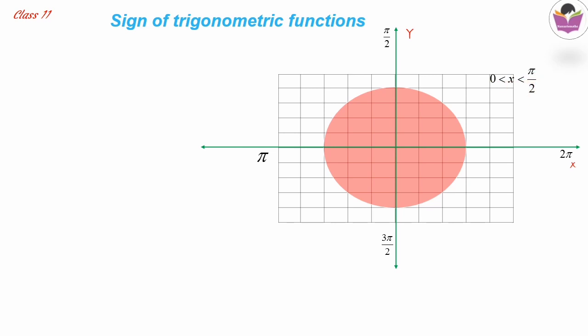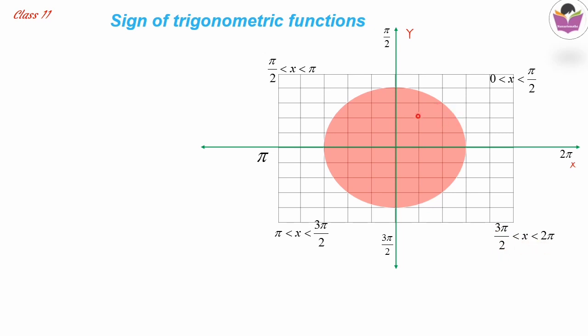X is the angle. And in the second quadrant, it is pi by 2 less than x less than pi, from here to here. In the third quadrant, from pi to 3 pi by 2, that means pi less than x less than 3 pi by 2. And in the fourth quadrant, from 3 pi by 2 to 2 pi. From 0 we have started, and once you complete the 360 degree rotation, one full circle rotation, the angle changes to 2 pi. So the fourth quadrant becomes 3 pi by 2 less than x less than 2 pi.